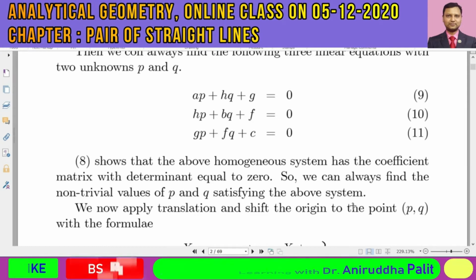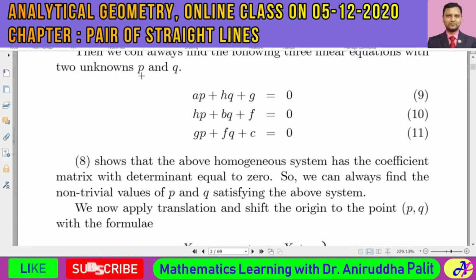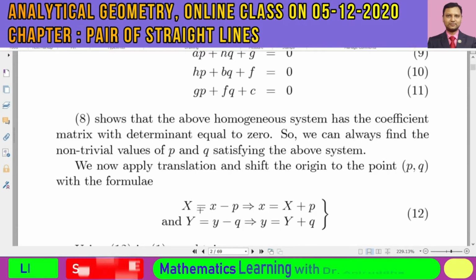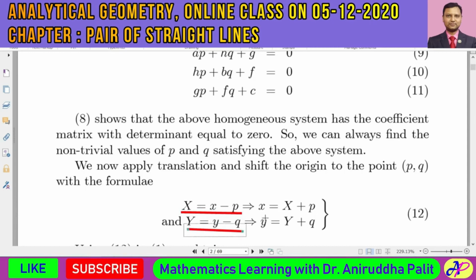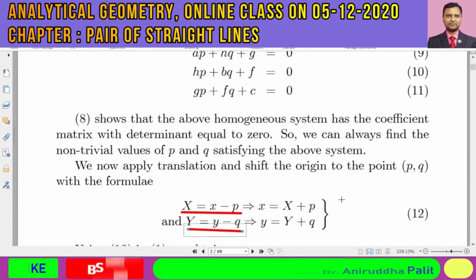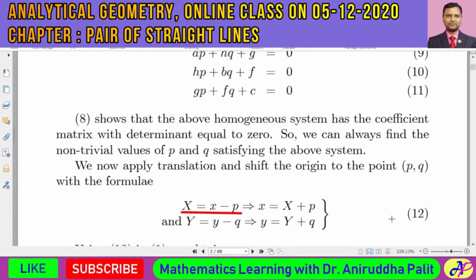So we can say that yes, we have two unknown quantities p and q satisfying these three equations, and now we again apply a translation. Capital X is equal to x minus p and capital Y is equal to y minus q, so that x and y can be written in this fashion, just similar to this result.